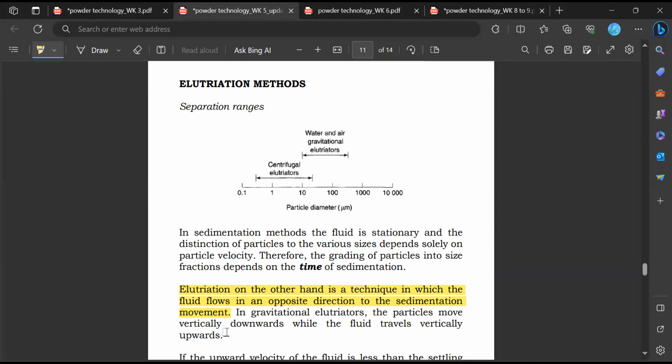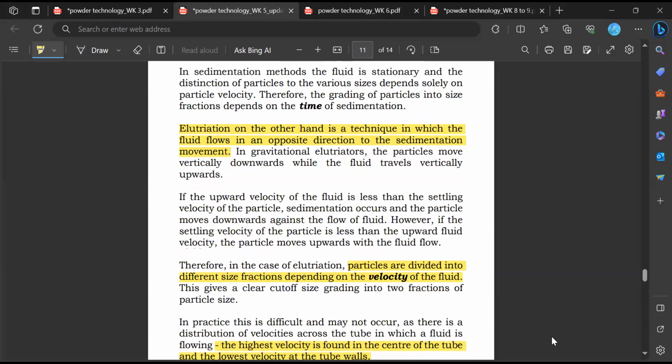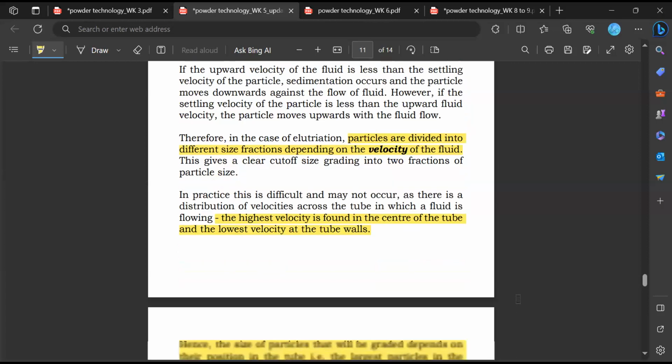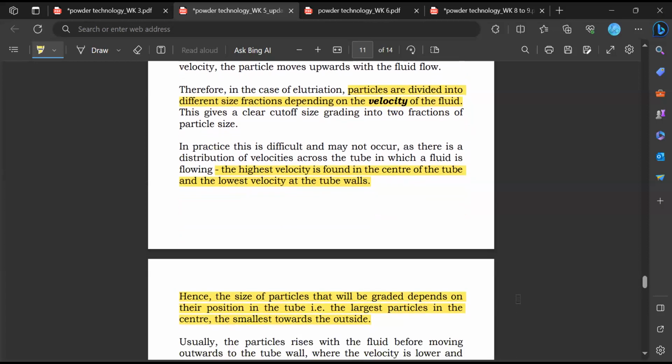The particles move vertically downwards while the fluid moves vertically upwards, because in this case the particles are divided into different size fractions depending on the velocity of the fluid. In practice, when you do this experiment in a tube, the highest velocity is usually at the center, and the lowest velocity is usually on the sides of the tube.